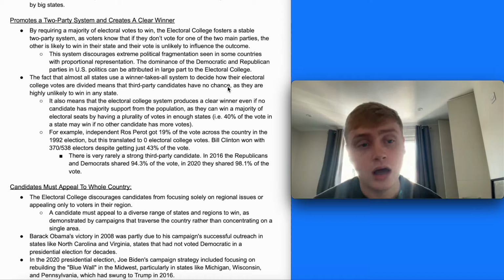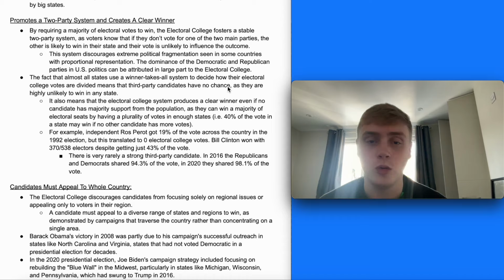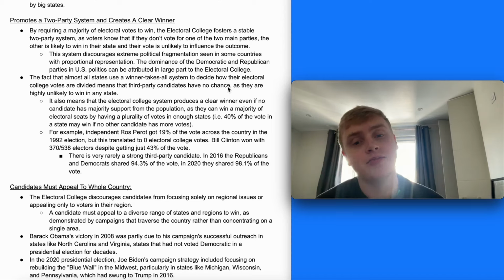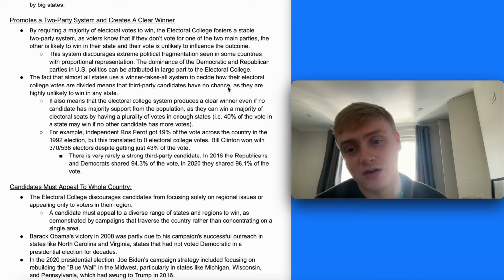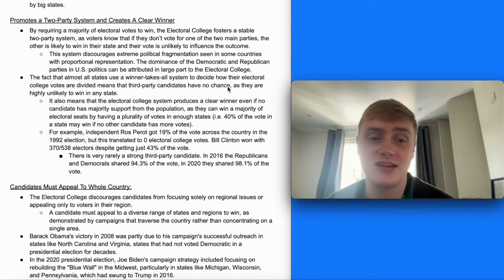For example, 40% of the vote in a state may win if no other candidate has got more votes. So say Trump got 42%, Biden got 35%, and the Green candidate got 20%. Trump would be the clear winner and get the Electoral College votes from that state.